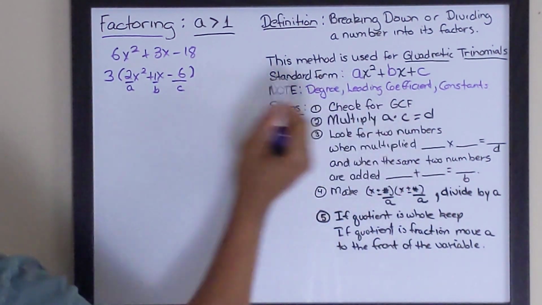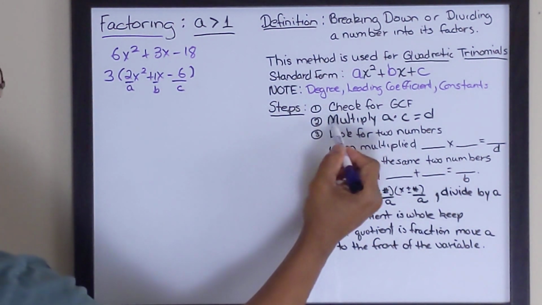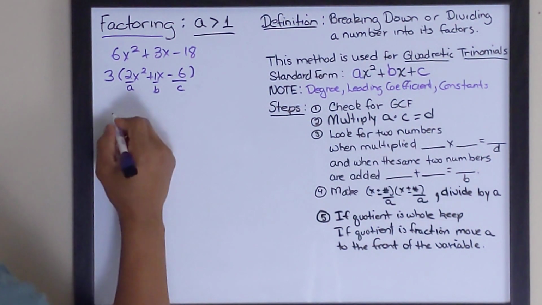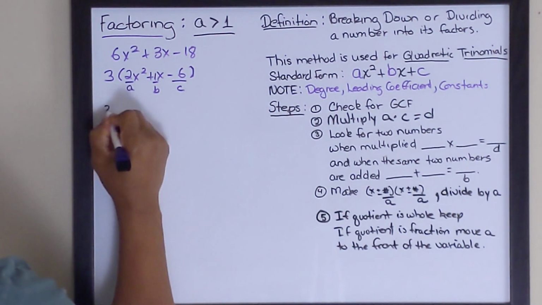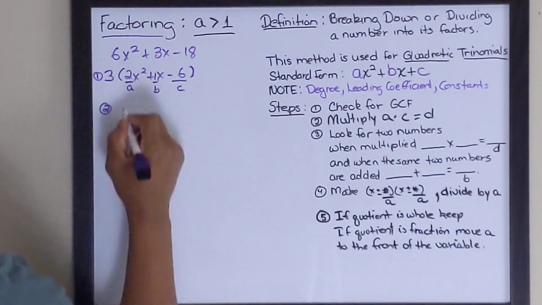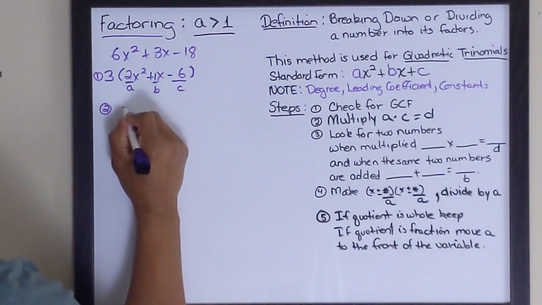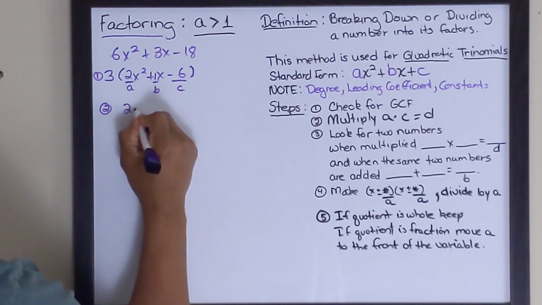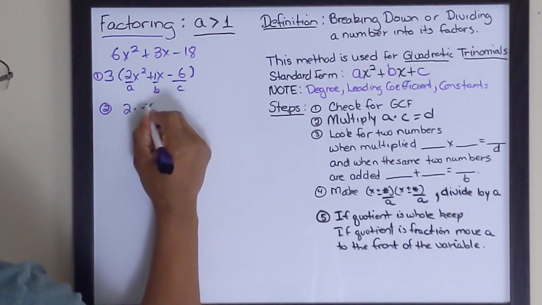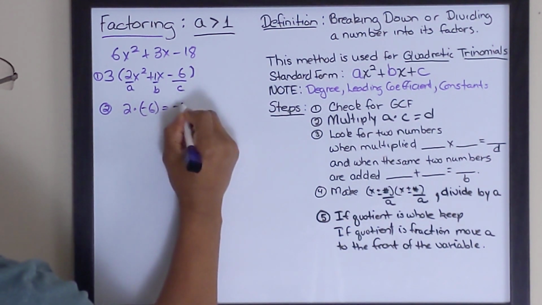We already checked for the GCF and pulled it out. Now we're going to multiply a times c to get our d. So on step 2, we take the value of a, which is 2, and multiply times c, which is negative 6, which gives us negative 12.